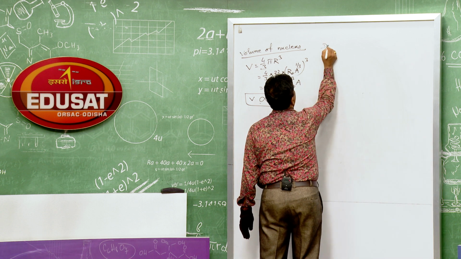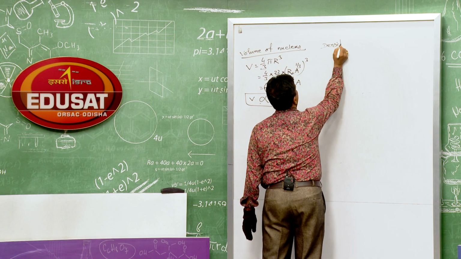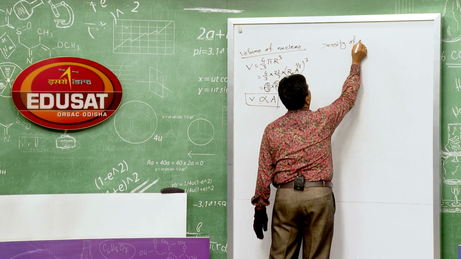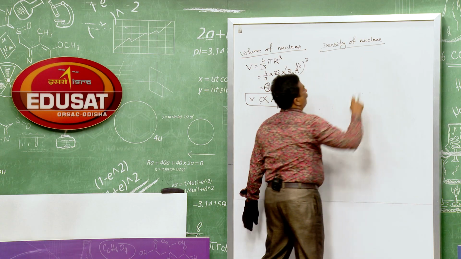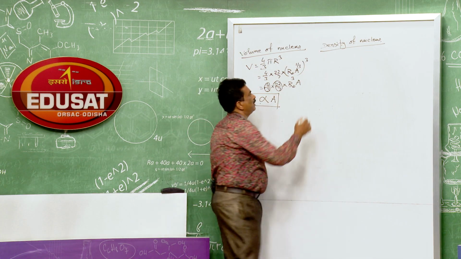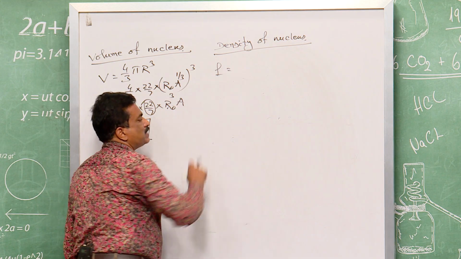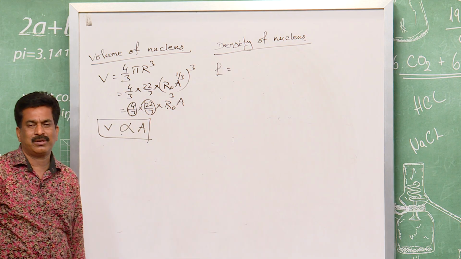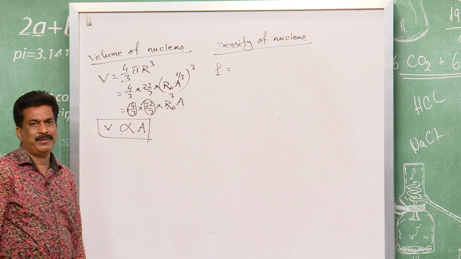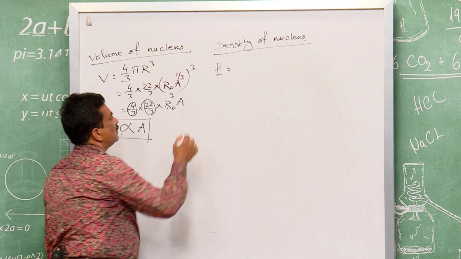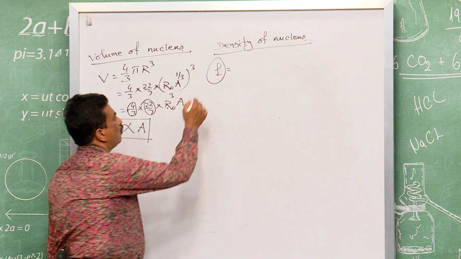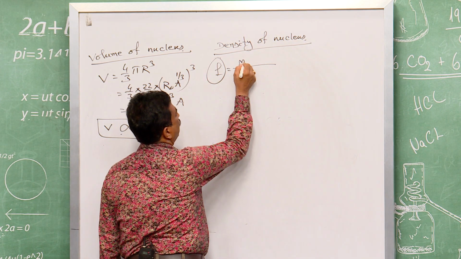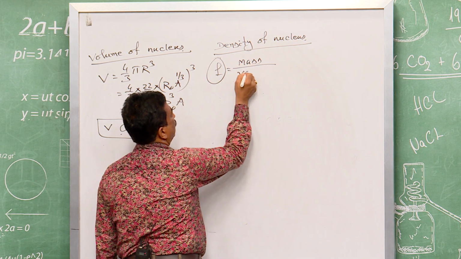Next one is the density of a nucleus. Density of a nucleus. So what is the formula of the density? The symbol of the density, you can use by using a Greek letter, is rho. So that rho is equal to the mass by volume.